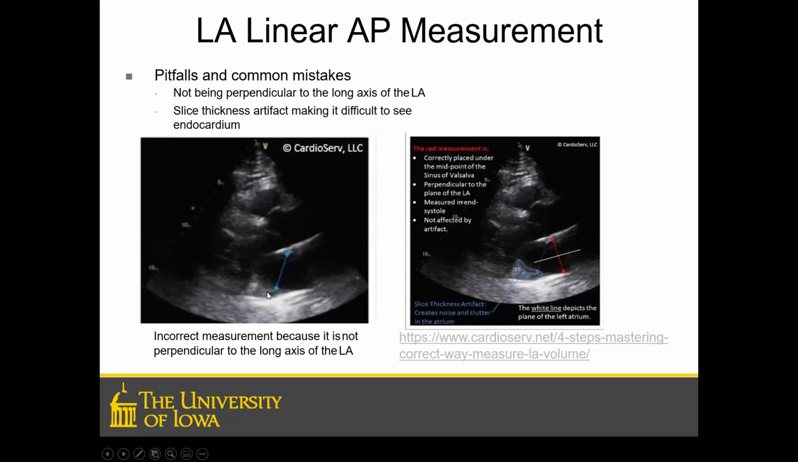The other thing, from the previous talk, you mentioned slice thickness. So here's a slice thickness artifact. Notice how those echoes are extending up from the wall. In doing that, you lose the endocardial border, making it hard to know where to measure. This is a better corrected measurement. The red line is perpendicular to the long axis, and you got out of that slice thickness area.